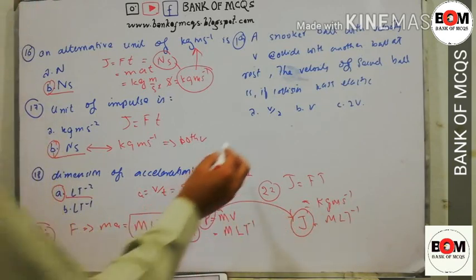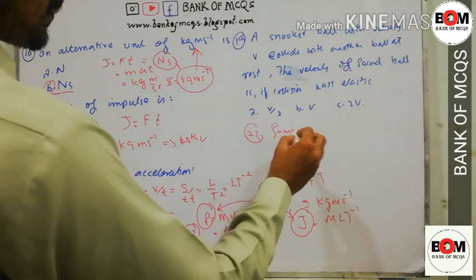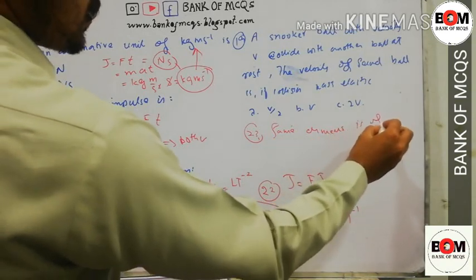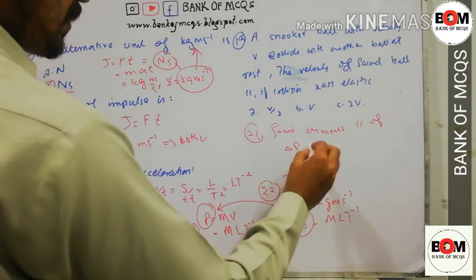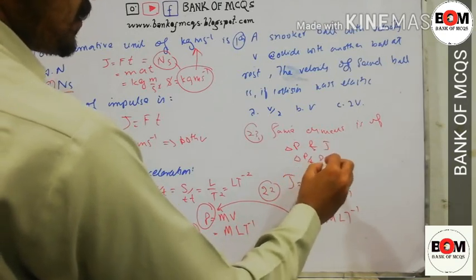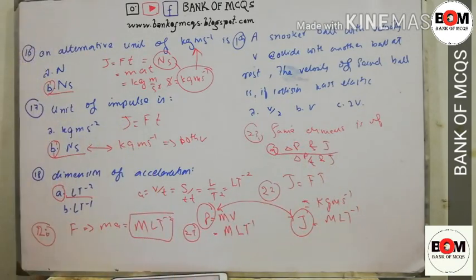So number 23 is: same dimension is of delta p and j, or delta p by t and j. So option C, delta p and j is the same, impulse.